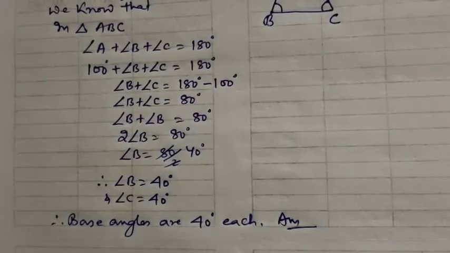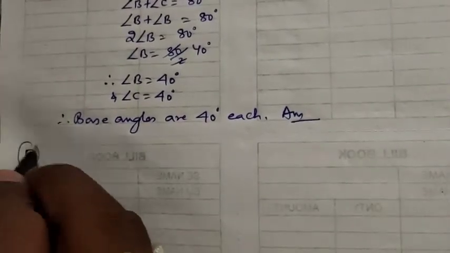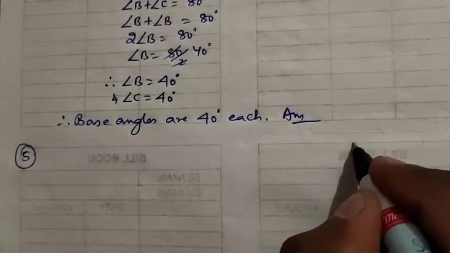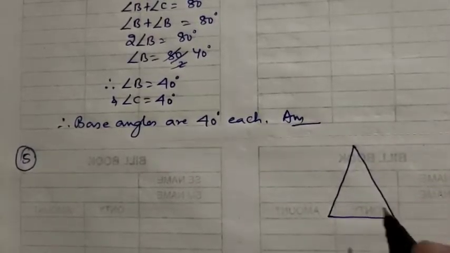Similarly, question number 4 you have to solve. In question number 5, one relation is given. I am going to solve question number 5 for you. Let us see question number 5. Question number 5 is saying, in an isosceles triangle, let us draw an isosceles triangle. Suppose this is an isosceles triangle.